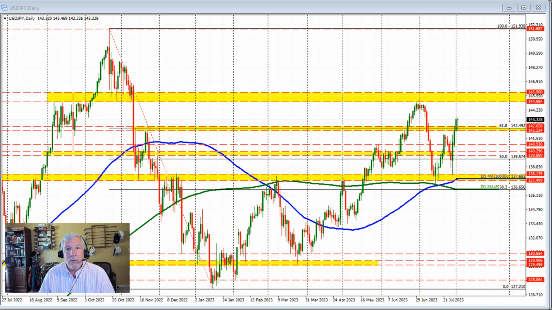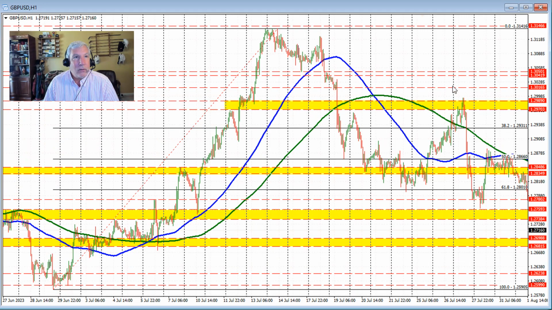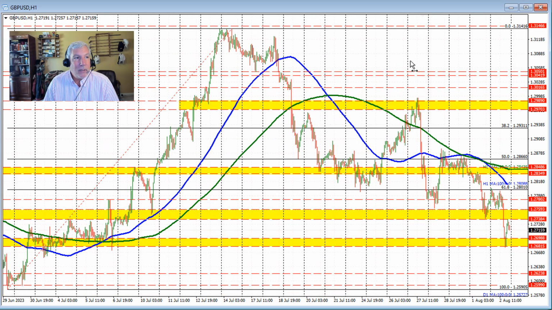Let's take a look at the sterling versus US dollar next on the hourly chart. And if I look at this chart, we came down to a swing area down in this yellow area between 126.81 and 126.988. We found support buyers against that level.